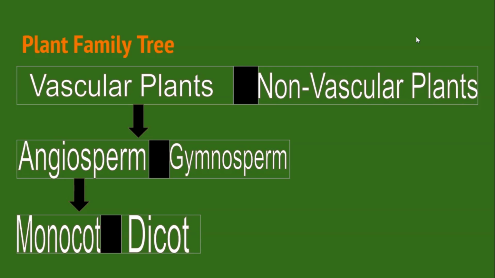They are just a different type of plant. So we have vascular plants and non-vascular plants, and we'll get into them in a little bit. Of the two types of vascular plants, we have angiosperms and gymnosperms. The difference between those two is that the angiosperm will produce flowers, the gymnosperm will produce cones. That is all you need to worry about. And then the two types of angiosperms are a monocot and a dicot.